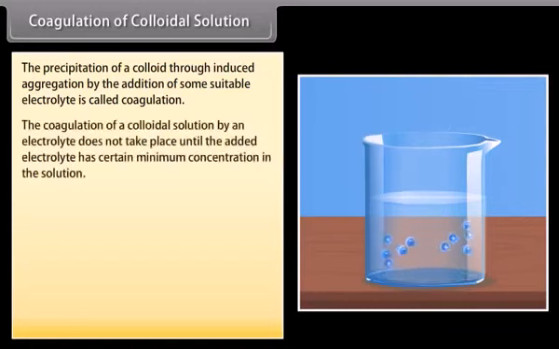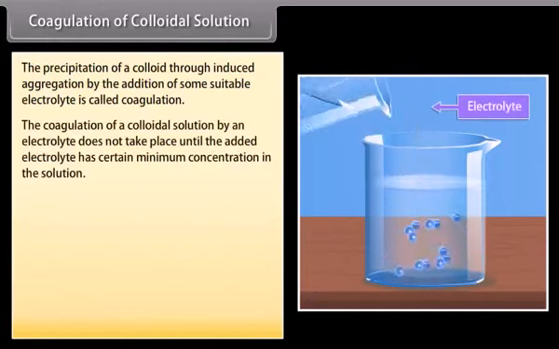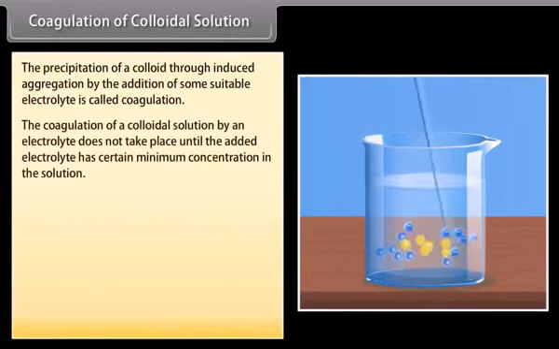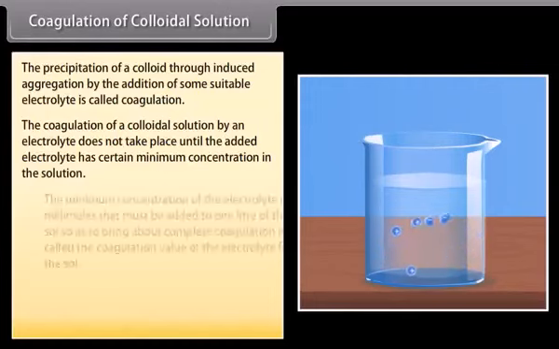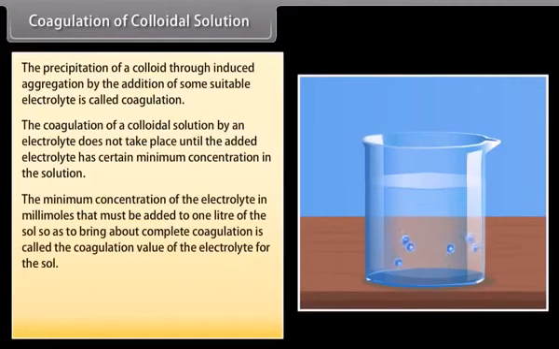The coagulation of a colloidal solution by an electrolyte does not take place until the added electrolyte has a certain minimum concentration in the solution. The minimum concentration of the electrolyte in millimoles that must be added to 1 liter of the sol so as to bring about complete coagulation is called the coagulation value of the electrolyte for the sol.